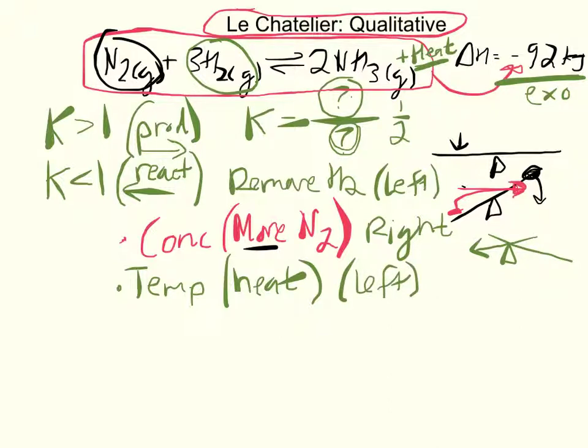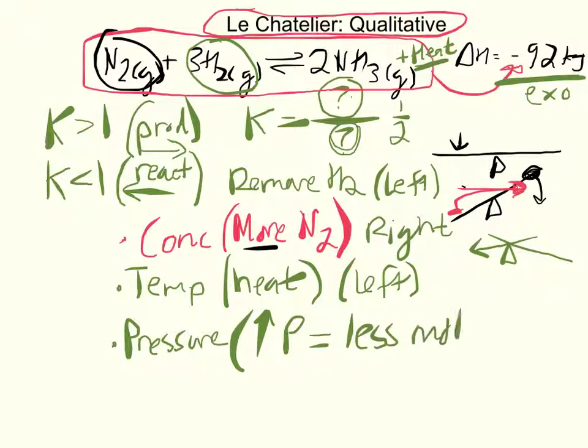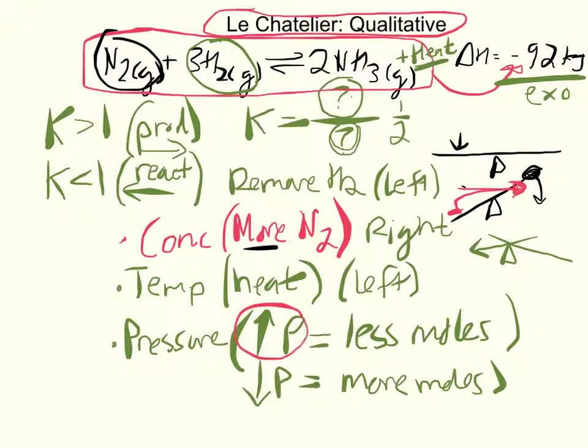We also could change the pressure. Now the rule for the pressure does not use the teeter-totter. Remember, the rule is if you increase the pressure, it shifts to the side with less moles, because that has less of a stress on the system. If we decrease the pressure, it would shift to the side with more moles. So in this case, let's say, for example, we increase the pressure.